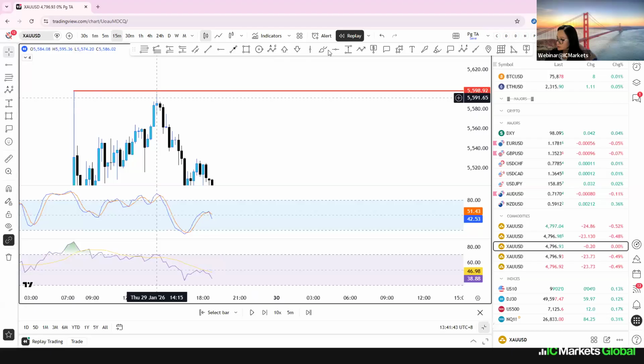Okay. Price closes below the swing, and then you see your price action. This is your price action. Okay, you see that? This is your price action.